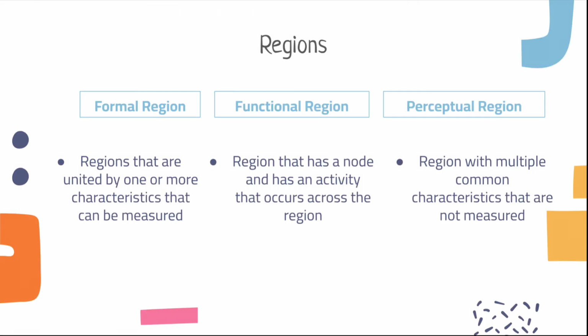There are 3 types of regions. A formal region is a region that is united by one or more characteristics that can be measured. A functional region is a region that has a node and has an activity that occurs across the region. Lastly, a perceptual region is a region with multiple common characteristics that are not measured. So this is why perceptual regions can be different depending on how a person interprets them.